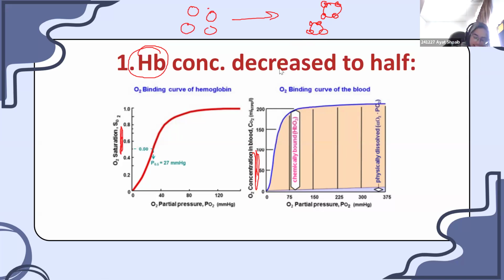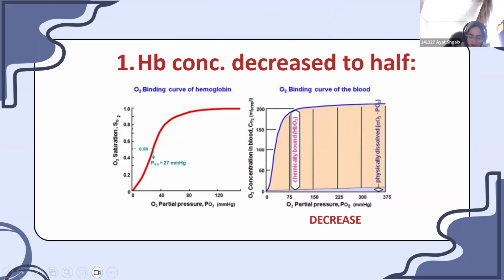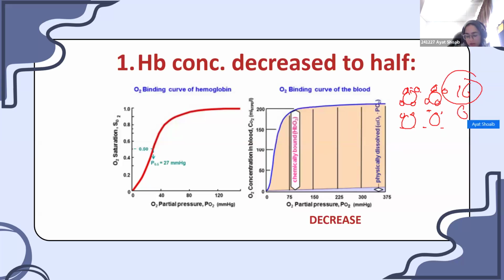Okay, so basically, in the concentration curve, it's going to decrease. Why does this decrease? It decreases because you had four molecules of HP, which means you had one, two, three, four. You had 16 molecules of oxygen here, but you reduced them. So you have only eight now. So your concentration is going to decrease, right?